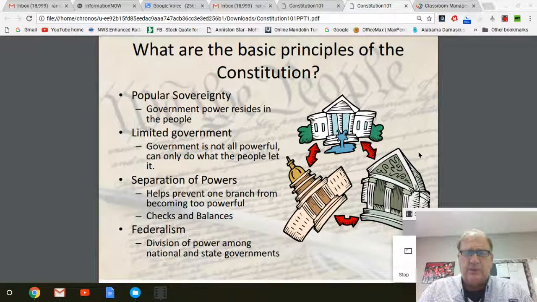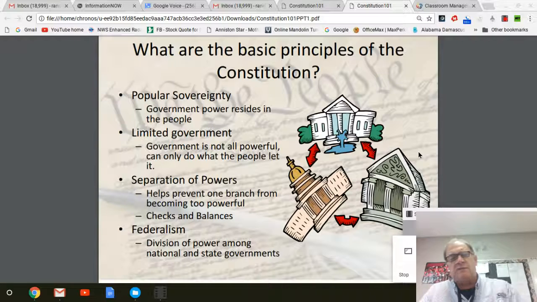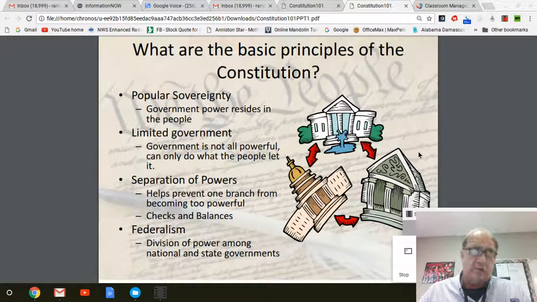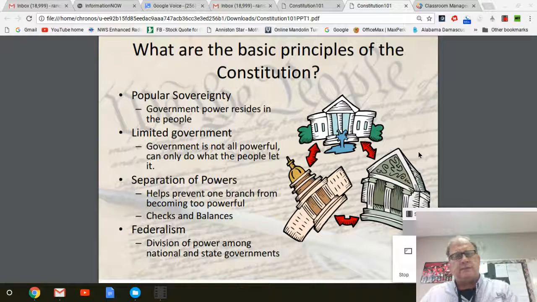Another basic principle of the Constitution is separation of powers. Separation of powers helps prevent one branch from becoming too powerful. This also creates the system of checks and balances. When the Constitution was written, there's a myth out there that the branches were supposed to be equal. That's not necessarily the truth. In the Federalist Papers and in other documents, it constantly talks about the preeminence or the superiority of the legislative branch. So if you have to answer the question, who is actually in charge, it should be Congress, not the president, not the Supreme Court, because the Congress directly represents the people.